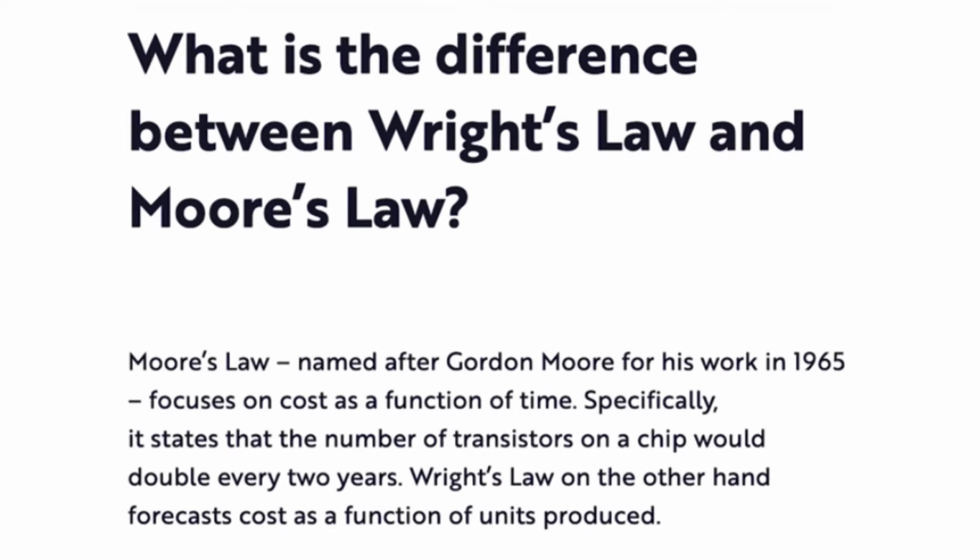What about the famous Moore's Law? With Moore's Law, Gordon Moore focused on cost as a function of time. It states that the number of transistors on a chip would double every 2 years. Wright's Law, on the other hand, forecasts cost as a function of units produced. In attempting to predict how costs will reduce over time, Moore focused on the wrong variable, time.